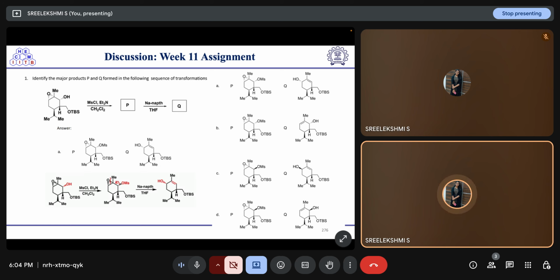So here what is happening, in the first step this hydroxyl group will get mesylated and this will form. Then in the presence of the sodium naphthalide, this OMs will leave, so this bond will come over here and this epoxide will open to form the corresponding allylic alcohol. So the correct answer is option A.